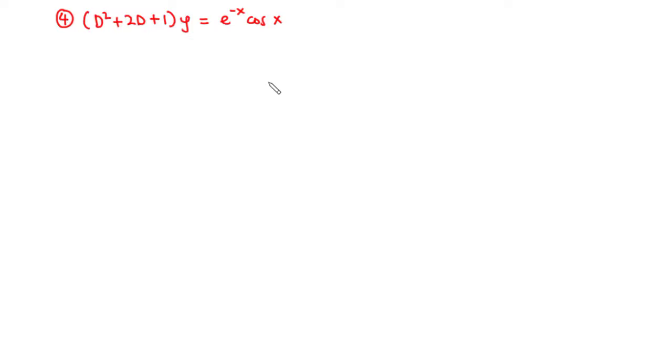Now, to the last example, let's try to solve this differential equation as well. So first of all, we generate the auxiliary equation. That is, we have m squared plus 2m plus 1 equals 0. Now we have the coefficient of m squared to be 1, and the constant term also to be 1. So we want two values that when you multiply, you have 1, and when you add, you have 2. That is 1 and 1.